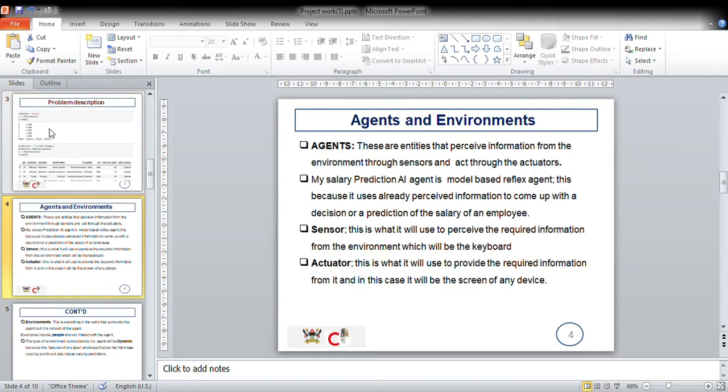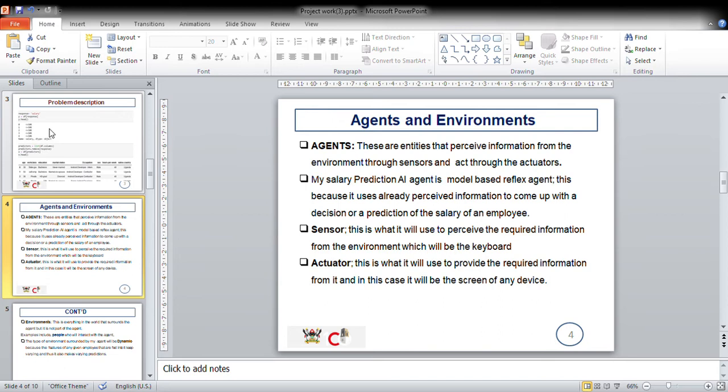And we'll go ahead to discuss the agents and environments. Agents are entities that perceive information from the environment through sensors and act through actuators. My salary prediction AI agent is a model-based reflex agent. This is because it uses already perceived information to come up with a decision or prediction of the salary of an employee. Sensors are part of the model. They perceive the required information from the environment.